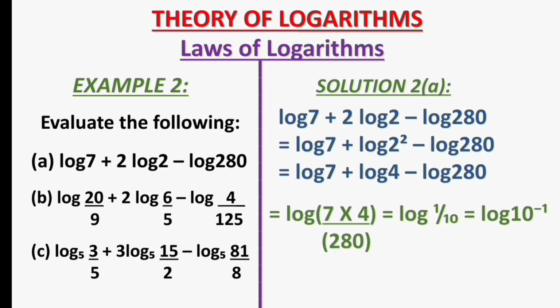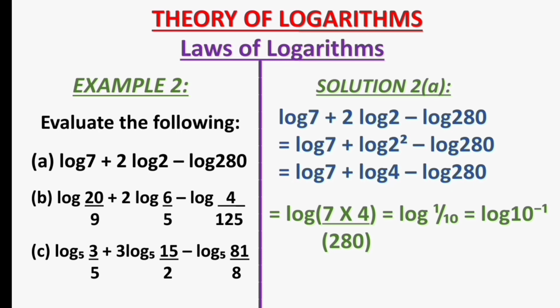From the laws of logarithm, adding 2 logarithms means multiplying the 2 logarithm numbers, while subtracting a logarithm involves dividing by the logarithm number. In other words, logarithm of 7 plus logarithm of 4 minus logarithm of 280 becomes the logarithm of 7 times 4 divided by 280. I hope you got that right.